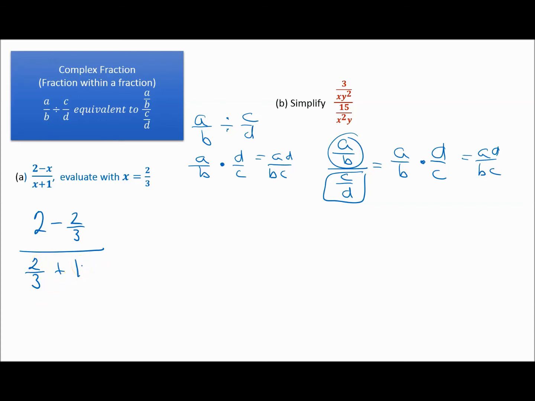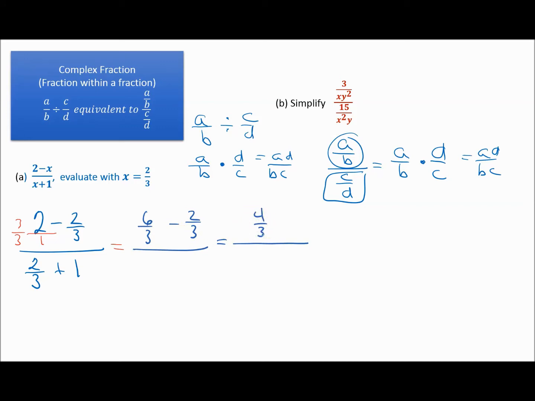Well, folks, to do this, we need a common denominator, right? So I'm going to multiply this 2, that's really over 1, times 3 over 3 so that we have a common denominator. And that's going to give me 6/3 minus 2/3, which is good. I'm going to keep working straight across. 6/3 minus 2/3 we know is 4/3.